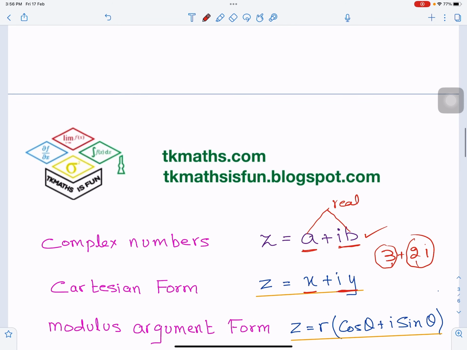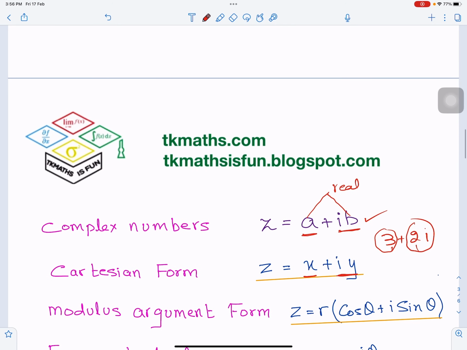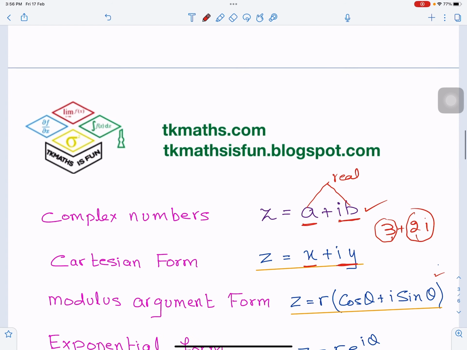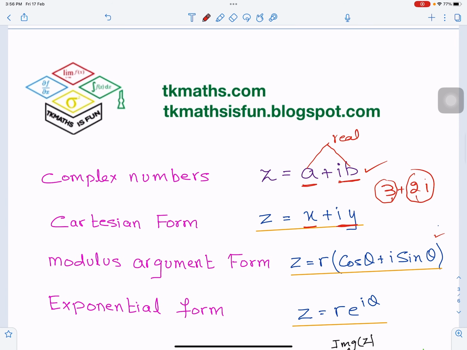Then there is the modulus argument form. Modulus argument form is written as z equals r (cos theta plus iota sine theta). We will see the connection between them in a while. The third form is called exponential form. z equals r e power iota theta. We are not going into who discovered this thing. We are just studying right now what the three forms are and how to convert one form into the other form.